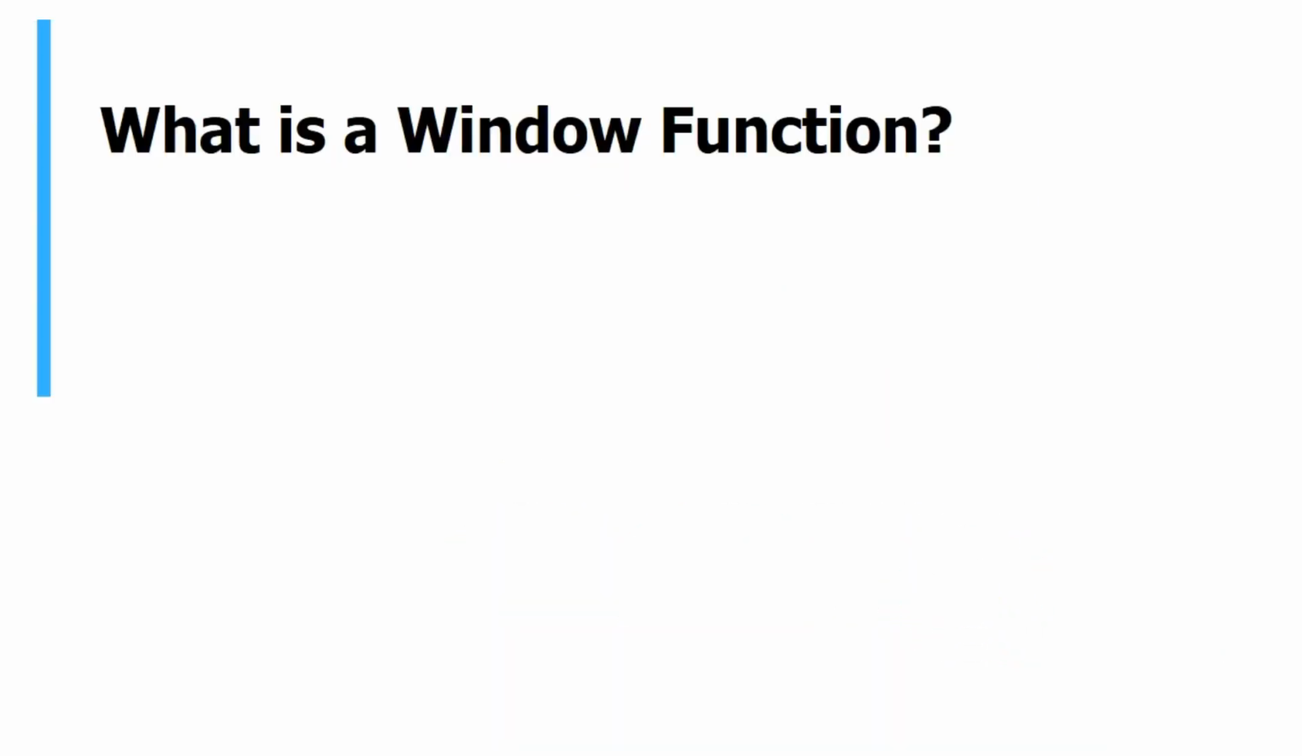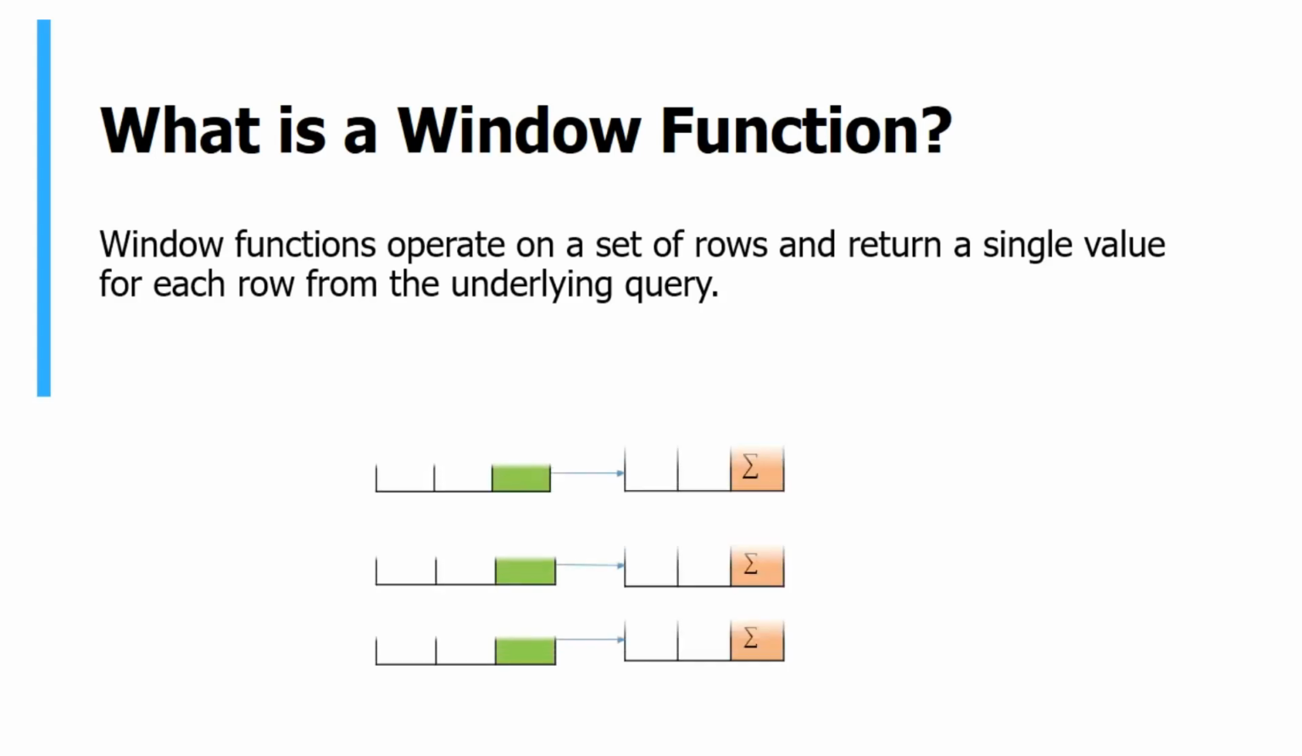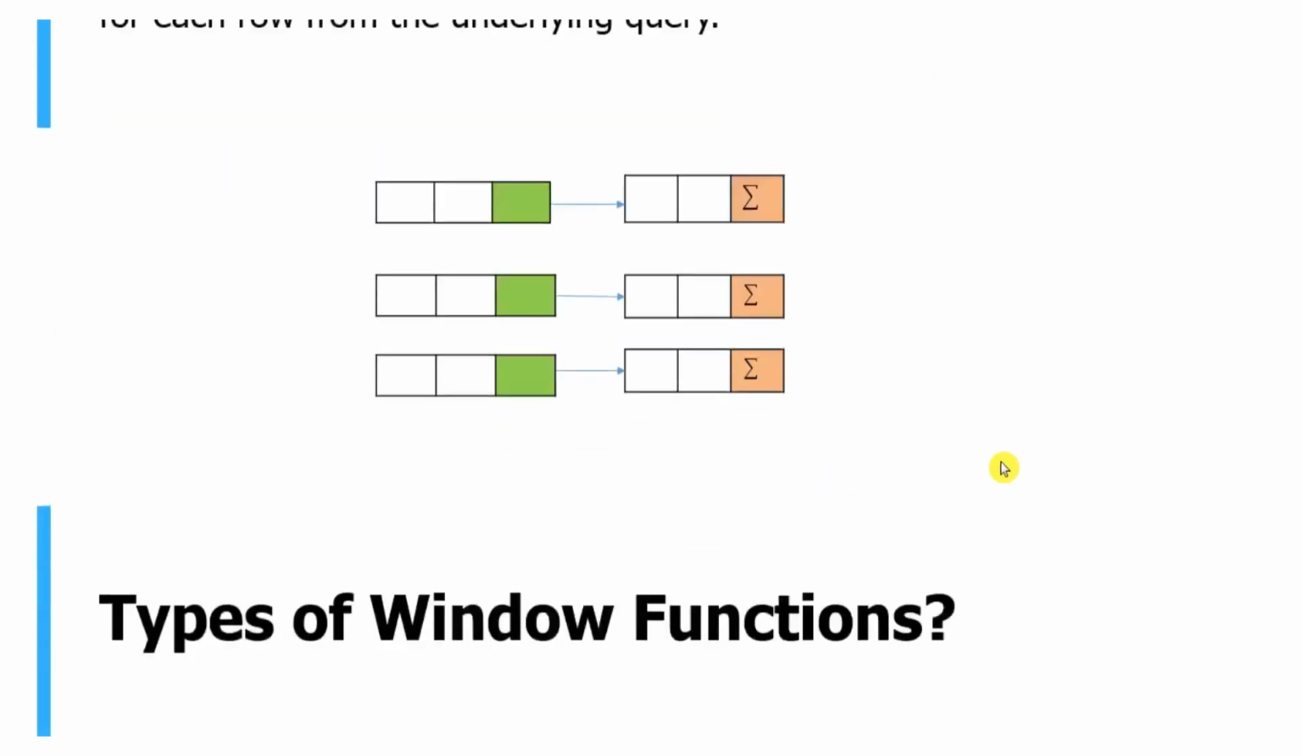So now let's move right into it. What is a window function? A window function operates on a set of rows and returns a single value for each row from the underlying query. This means a window function returns a single aggregated value for each row, just like the visual representation we have here, where you can see it returning from row to row. We're going to go into a more detailed explanation.